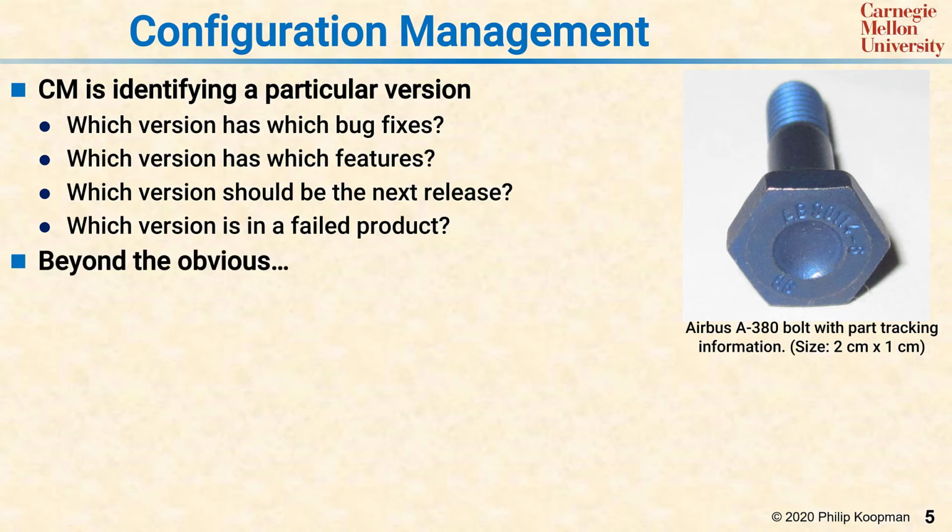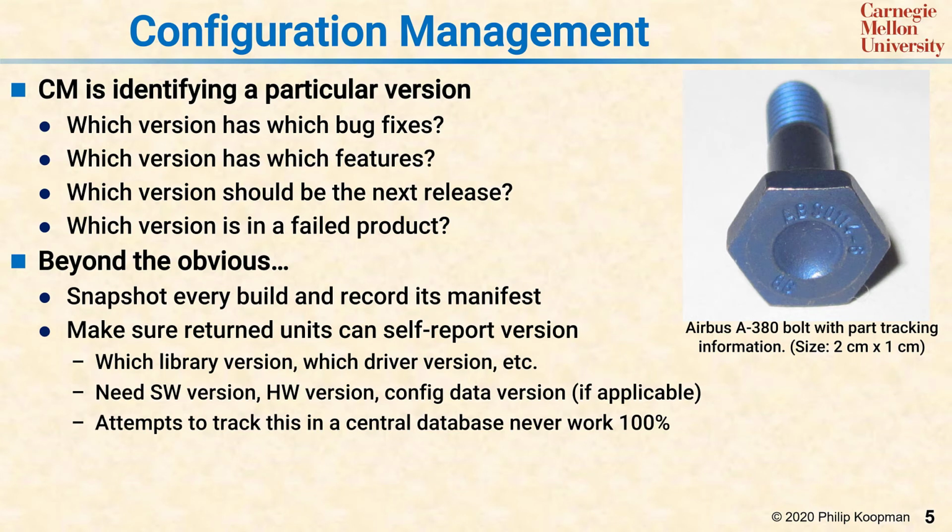Beyond the obvious of configuration management telling you what's installed in a particular system, you want to go a little bit deeper for a long-lived embedded system. You should snapshot every software build that's a release candidate and record its manifest. The manifest is the list of all the components in it. For example, if you have a build process that builds a bunch of different source codes and a bunch of different libraries, you want to know the version numbers of all the source code components and the version numbers of all the libraries, so that if you have to go back to the version control system, you can ask for all the right different versions and replicate the software for that build bit by bit.